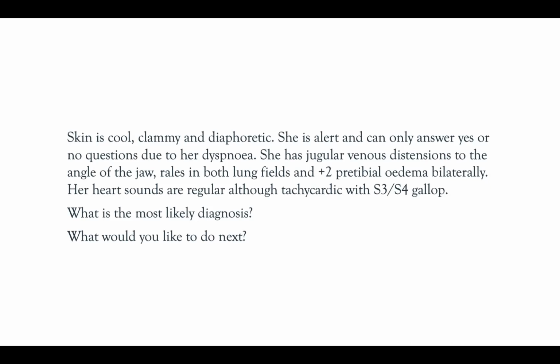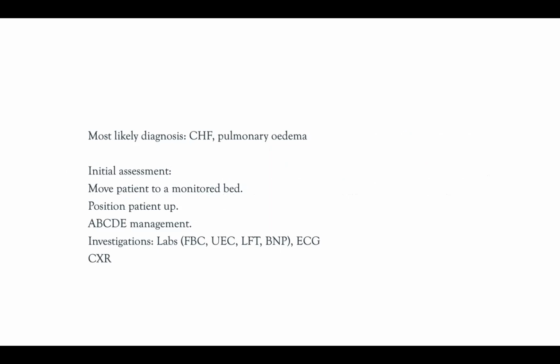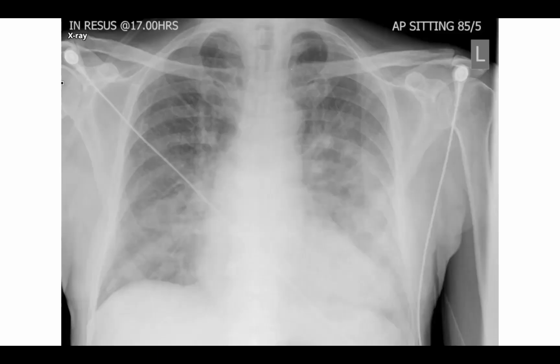So what we'd like to do next, we've probably ordered our relevant bloods, and we'll want to analyze that. We want to order a chest x-ray as well, and that can give us a greater idea. So for initial assessment, move the patient to a monitored bed, even simple things like positioning the patient up, A to E assessment, basic investigations, and an ECG will be very helpful. Make sure to check BNP, brain natriuretic peptide, which can be very raised in heart failure, and a chest x-ray.